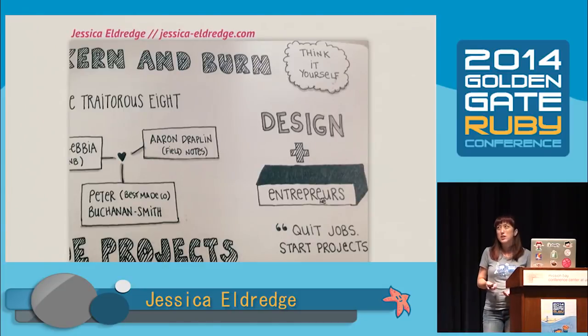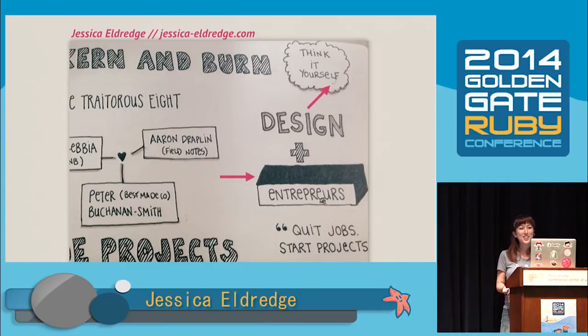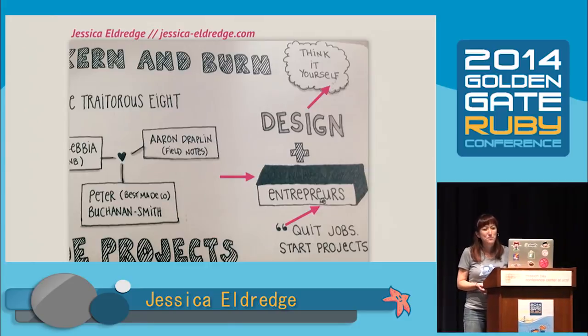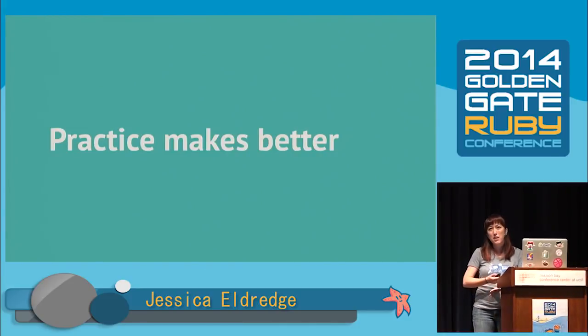I take sketch notes, and often I'll get smudges, and sometimes I spell words wrong. I tried to spell entrepreneurs, and it didn't work, so I blocked it out, and I tried to spell it again, and it still didn't work, so it took me 3 tries, and you've got to live with it. And as with anything, practice makes better.